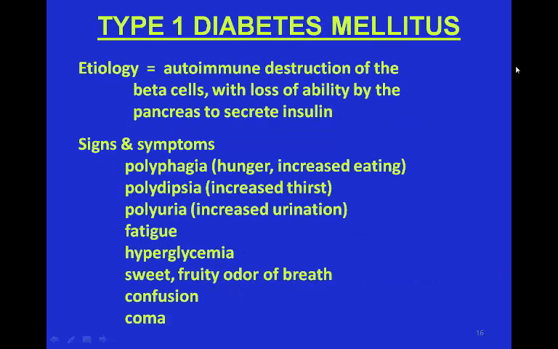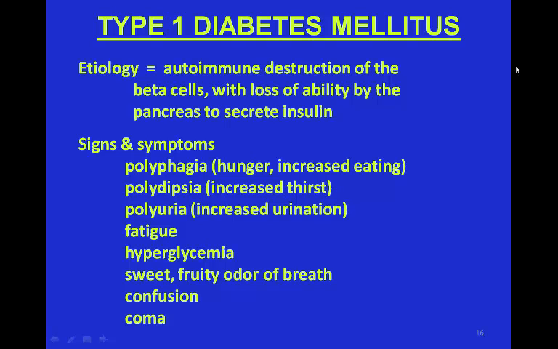In type 1 diabetes, the underlying problem is what we call an autoimmune destruction of the beta cells. Autoimmune means that the body produces antibodies that will destroy its own healthy tissues. Clearly this is an abnormality, but that's exactly what's going on. When the beta cells are destroyed, then they can't secrete insulin anymore.